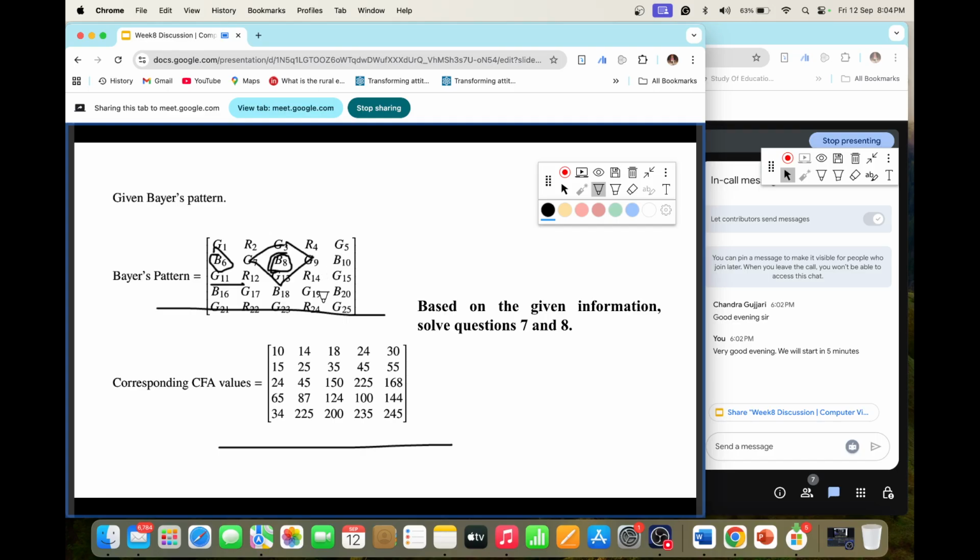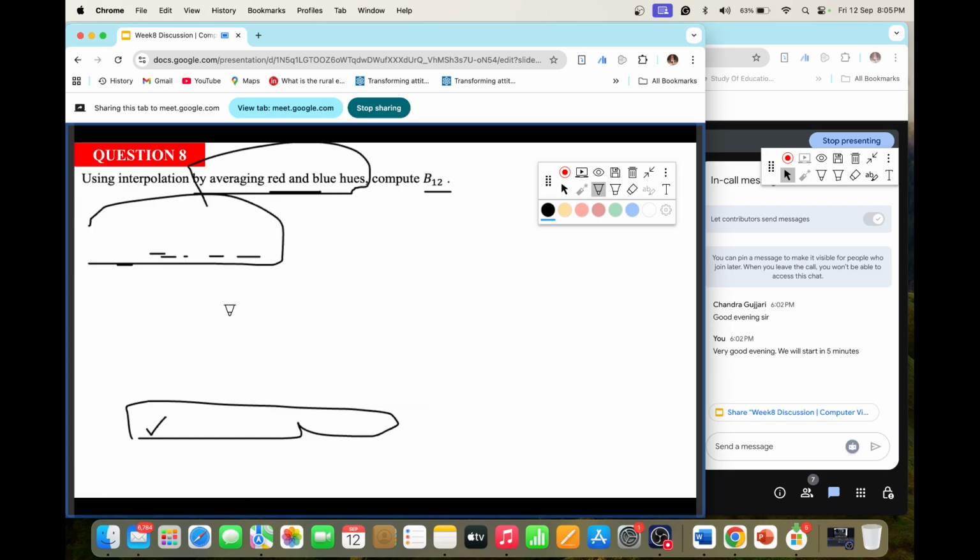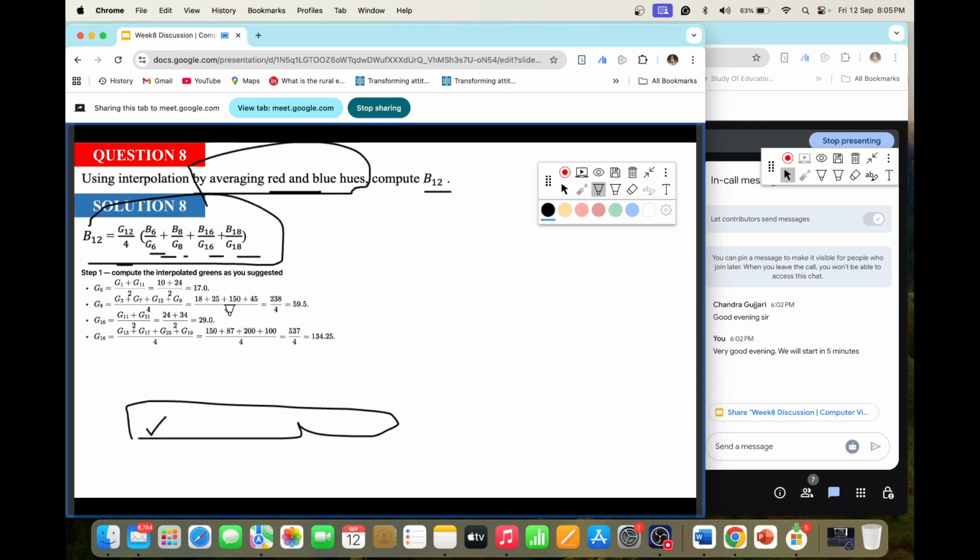So let's say G16. B16 is given, but again we do not find the orthogonal points, so that is why we will just interpolate with these two values, G11 plus G21 divided by 2. And next is, I think, G18, right? G18 we will interpolate with B18, and as B18 is in the middle, we can easily do the orthogonal interpolation. So G18 we can easily find out.